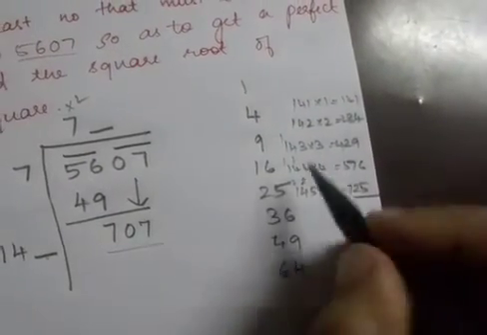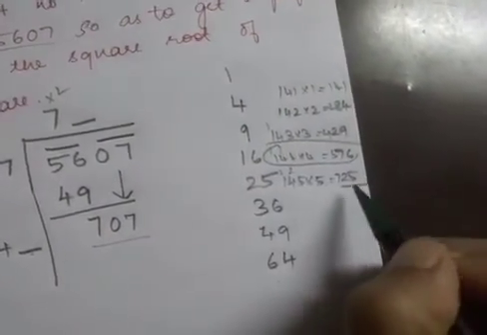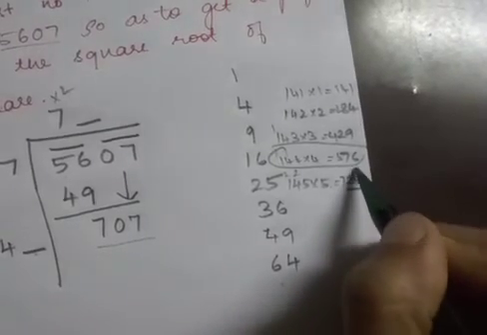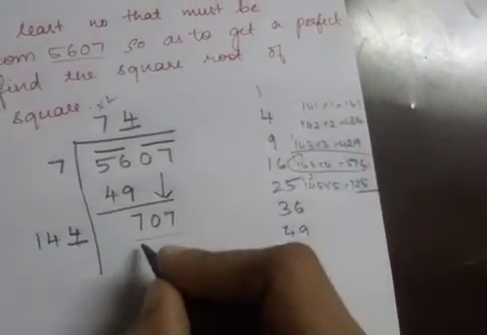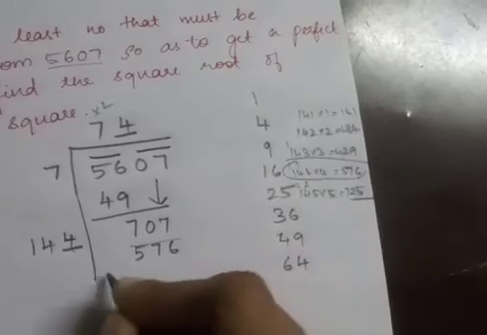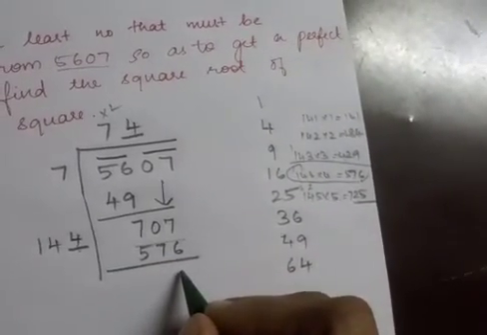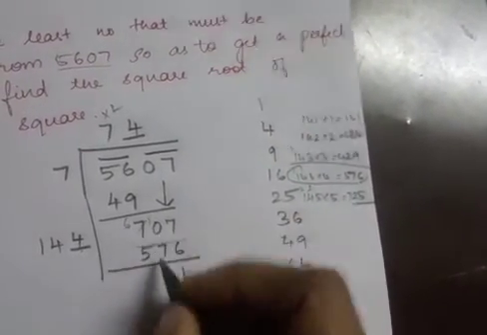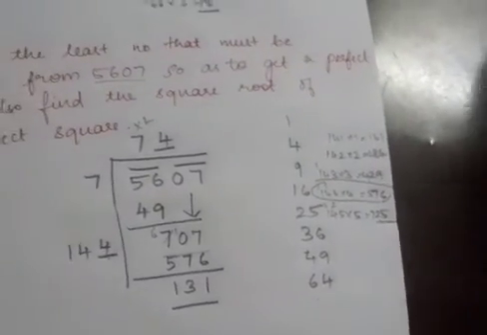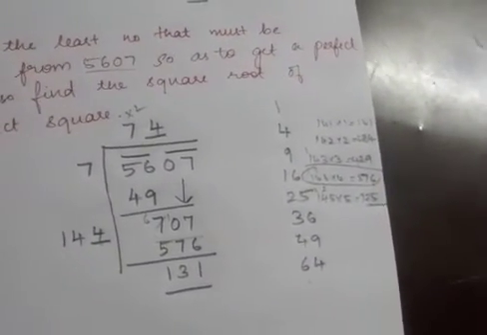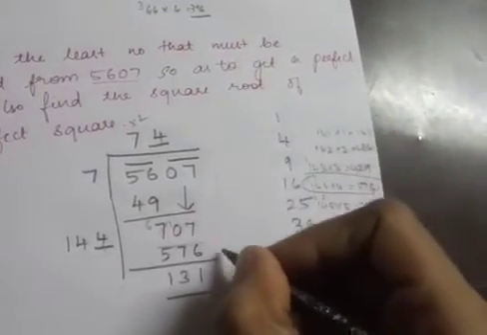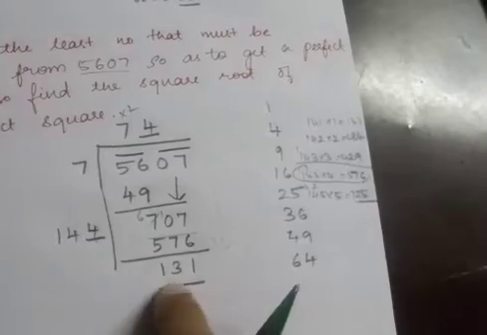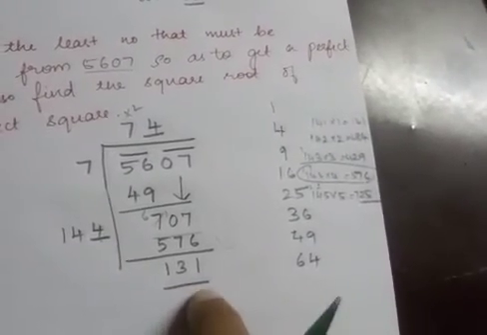Upper, what should you do? You should take this. Yes, this is greater than 707. So you should take this, which is nothing but 144 into 4. Upper you will get 576. So what is the remainder? 131. Upper remainder is 131. We are not getting 0. We can't proceed after this because there is no number which we can bring down. So this is your remainder. Here we are not getting 0.